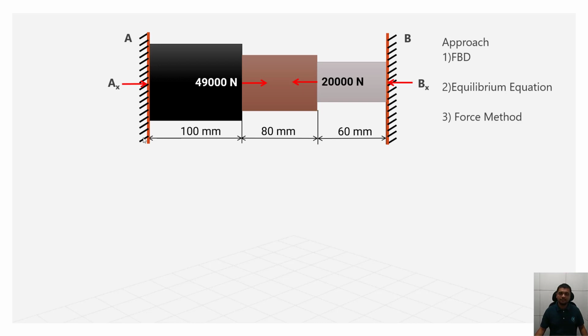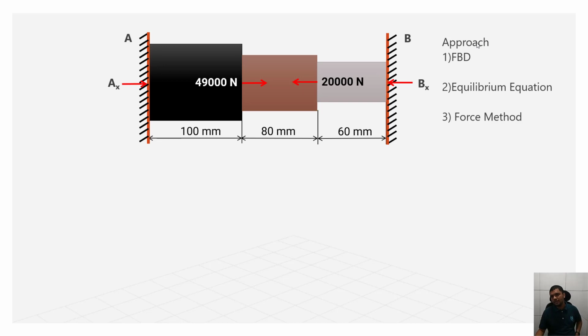Here it's a fixed end, so let's consider this fixed end to be A and this fixed end to be B. Reaction at A is considered positive, let's call it AX, and reaction at B, BX, is considered negative. It may be positive, but we are right now assuming it's negative. So we are considering the reaction BX at the B end. And these are the forces which are applied on this.